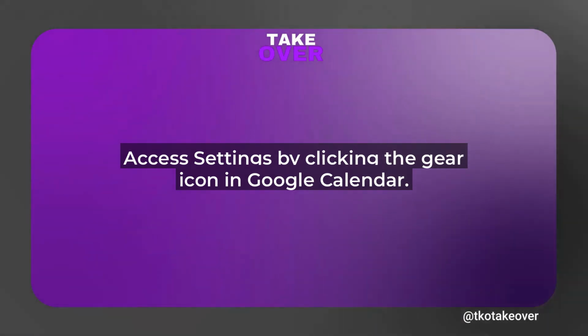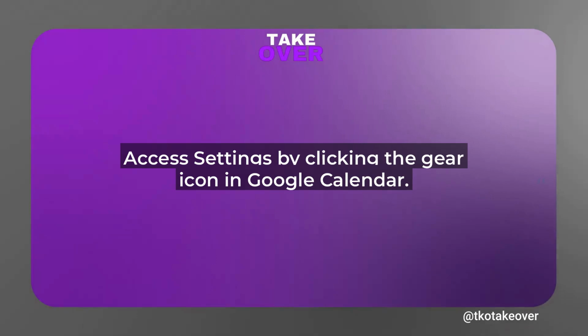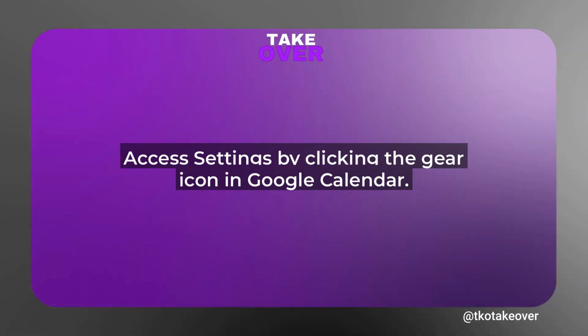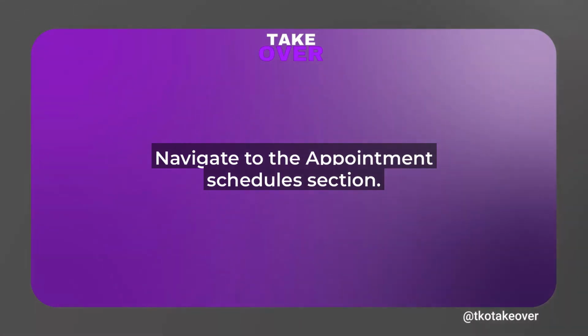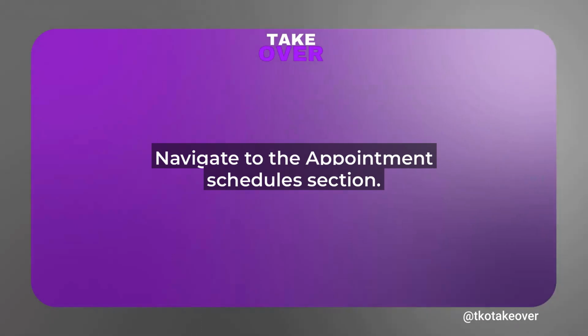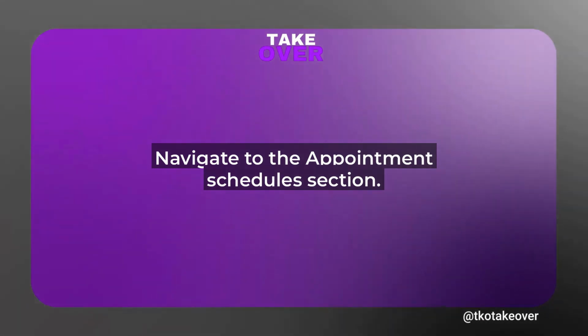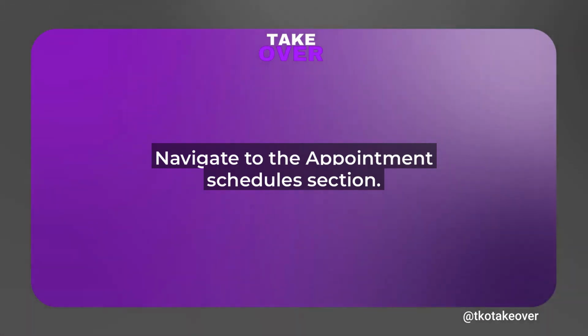Let's get started. First, make sure you're logged into your Google account and open Google Calendar. It's that simple app we all use for scheduling. Once you're in, click on the gear icon in the top right corner to access settings. Now, scroll down to the Appointment Schedules section under the General tab.